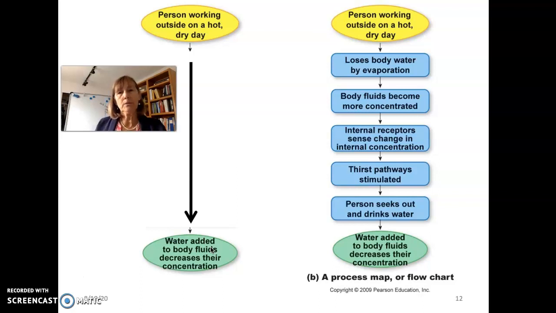If you have that person working out on a hot, dry day, you're going to lose body water by evaporation. You're sweating. If that happens, then the body fluids left behind are going to be more concentrated, correct? And what's going to happen next is that you have these internal receptors, kind of like the thermometer, that are going to sense that change and make you thirsty. So you're going to go and get your water bottle, drink out of it. You've just added water to the body fluid, and you have decreased that concentration.